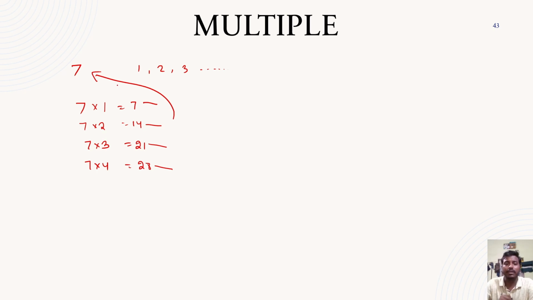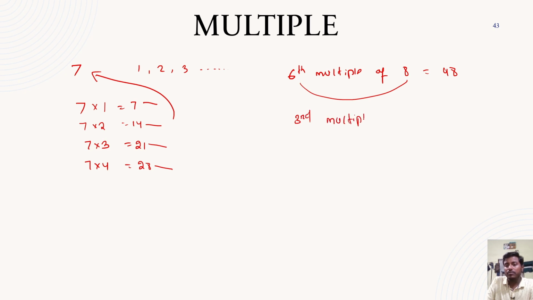Understand? Okay. Now suppose I ask for the sixth multiple of 8. How to find it? Simply multiply these two numbers: 6 times 8 is 48. Understand? Suppose the third multiple of 12. Simply multiply 12 times 3 is 36. I hope all of you are clear.